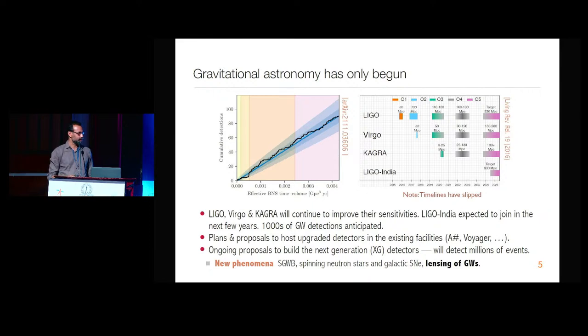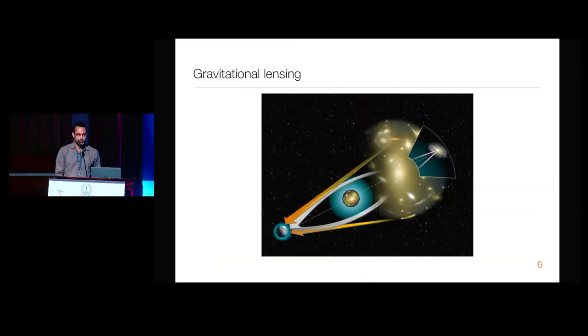And these detectors would see practically all binary black hole mergers happening in the universe, up to the extreme horizon where we have sources. Apart from these guaranteed sources, we are also hoping to see new phenomena using these upcoming observation runs as well as new detectors. This includes a potential detection of the stochastic astrophysical foreground, almost guaranteed, produced by this large number of compact binary mergers, spinning neutron stars in our own galaxy, and perhaps a galactic supernova if it happens, and the gravitational lensing of gravitational waves, which is the topic of this talk.